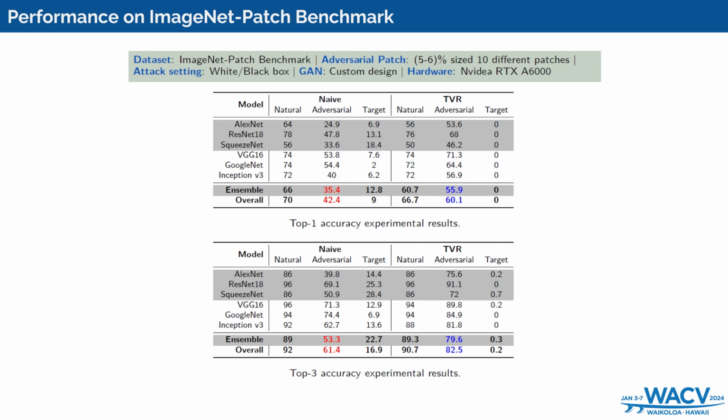And in this experiment, we also consider white box as well as black box testing settings. The top rows, which are highlighted in gray, are used with the black box setting, and the bottom three are in a black box setting.